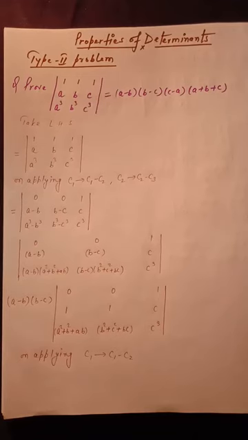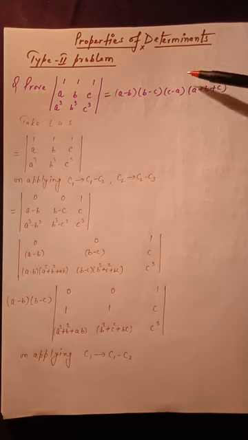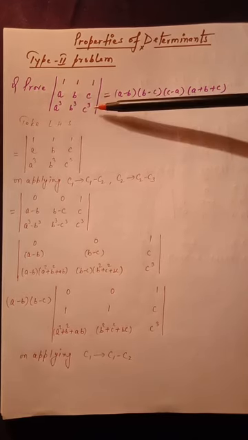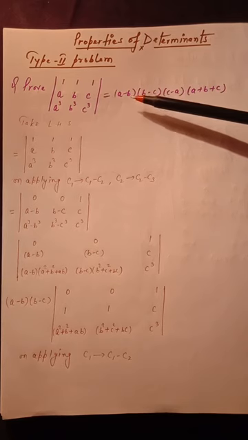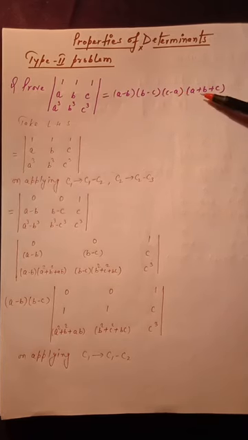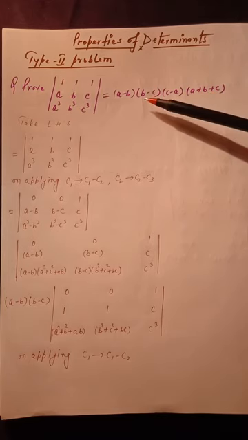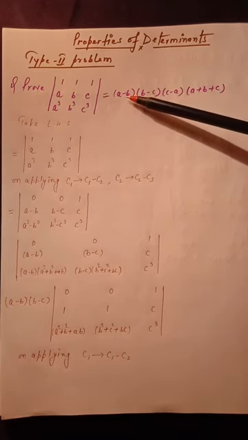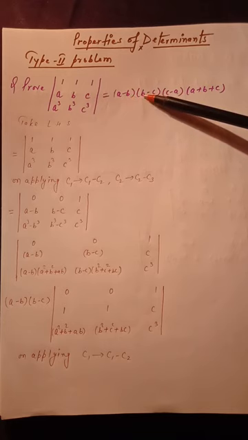To the properties of determinant, now I am taking type 2 problem where we have to prove, and in problem number 1 one determinant is given and we have to prove it's a minus b, b minus c, c minus a into a plus b plus c. Now one hint I am giving you: on RHS, terms are a minus b, b minus c.